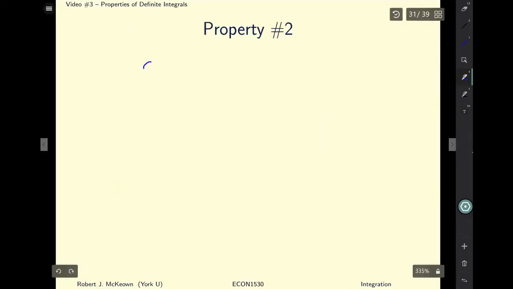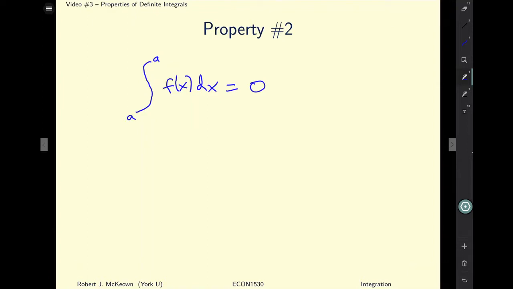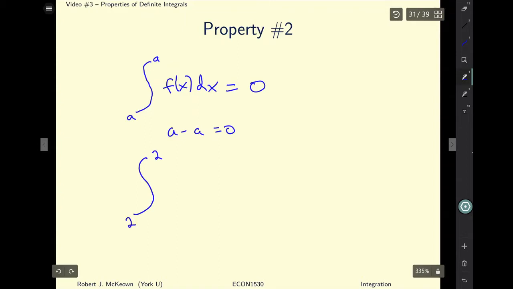Property number 2. If I want to find the integral, I'll keep it in general terms, f of x dx between a and a. Well, the distance there is equal to 0, and the area is going to be equal to 0 as well. So not a surprise. A minus a is equal to 0. The distance is 0. There's nothing there. The integral between, say, 2 and 2 of x squared is just going to be equal to 0. So there's nothing of interest there.